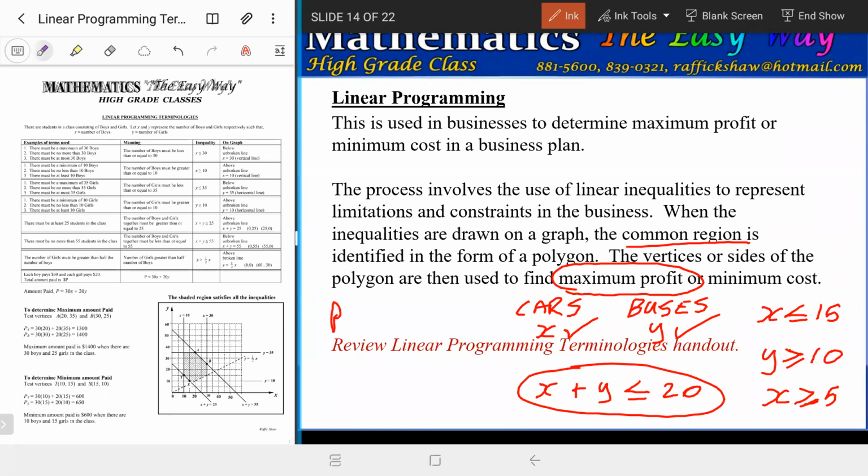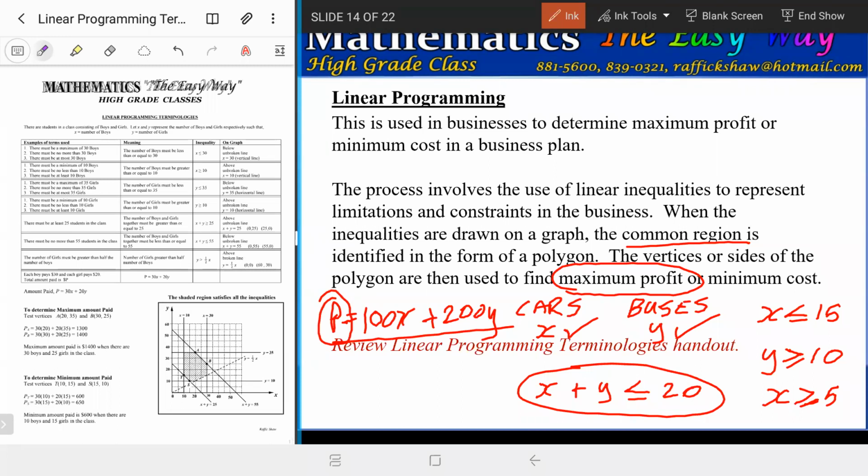So maybe the profit on a car might be $100, just randomly. So 100 times X is the profit on all the cars, plus the profit on the bus might be $200. It might be 200 times Y is the profit on the buses. So this is the total profit, and I might want it to tell them the maximum profit.